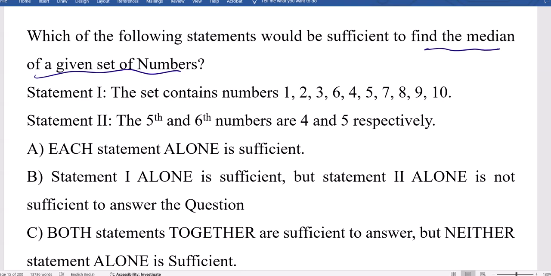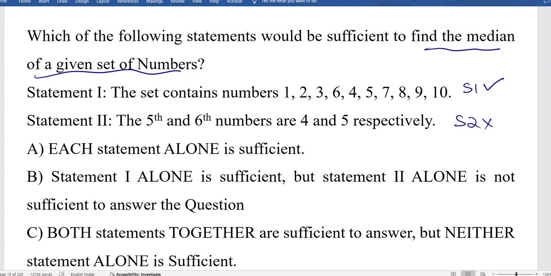Statement 1 alone. Statement 2 alone is not possible. Why? We don't know the total number of numbers. If it is 10, the middle numbers are 5 and 6, then we can take the average of those. When the total number is even, there are two middle numbers. But with 2 alone, we don't know the total. Yes, agreed, 2 alone not possible, excellent. 1 alone possible. Median means middle, and we have to arrange in ascending or descending order.